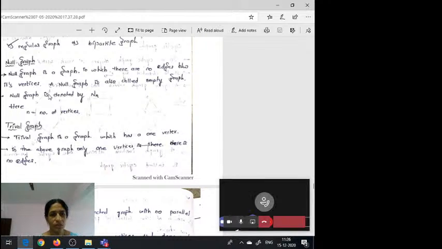Now, today we are going to discuss different types of graphs. So, first one is a null graph. That means a null graph is a graph in which there are no edges between its vertices. That means only vertices are there. A null graph is also called an empty graph. This null graph is denoted like this, N subscript small n. So here the small n is nothing but the number of vertices in that graph.